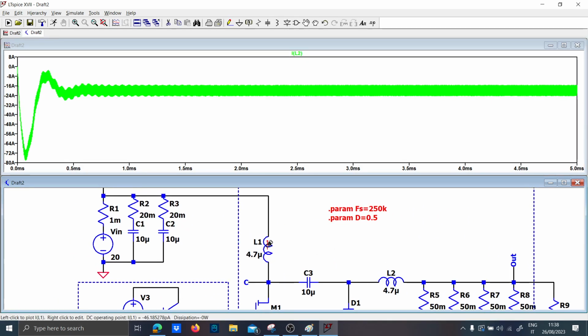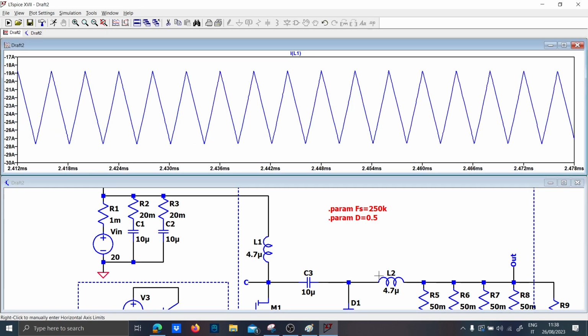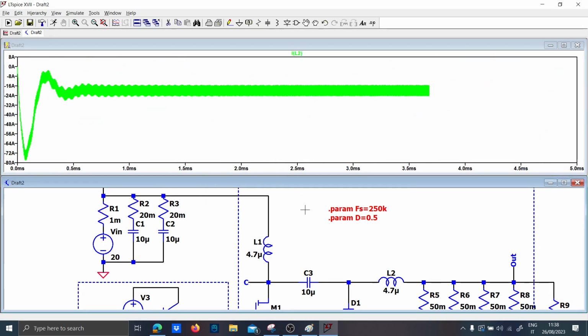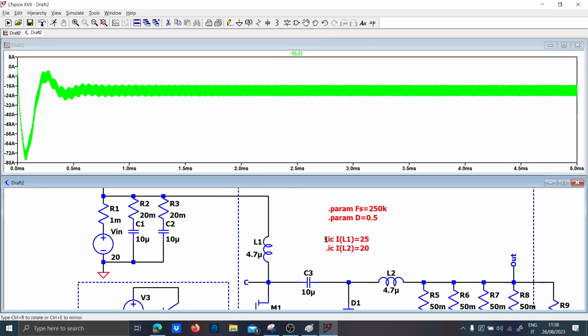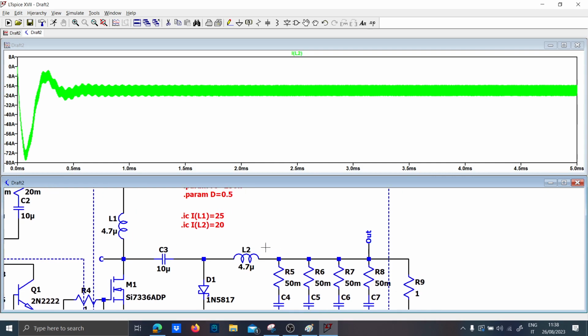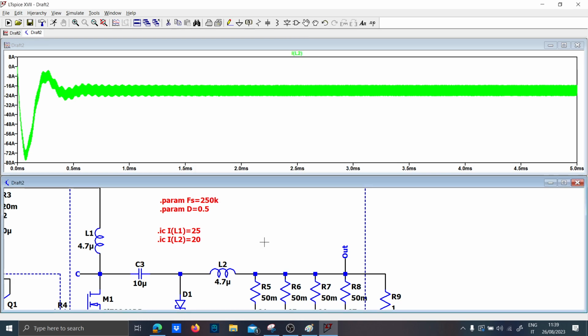So let's do this. We expect an inductor current of more or less 25 amps from here and 20 amps here. So let's write .IC I(L1) equal to 25 and .IC I(L2) equal to 20. So now we are setting the initial condition, we are charging the inductors, and let's also charge the capacitors. So .IC V(out) equal to, how much is this?